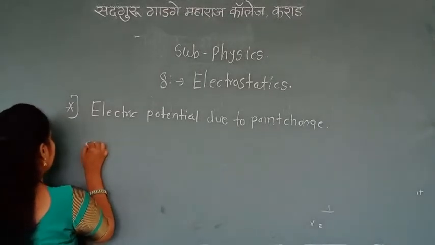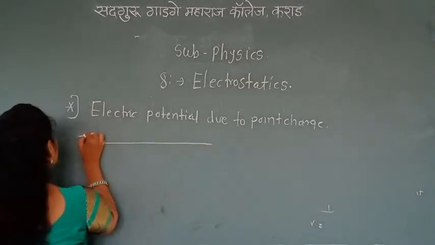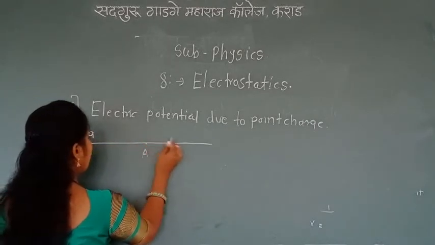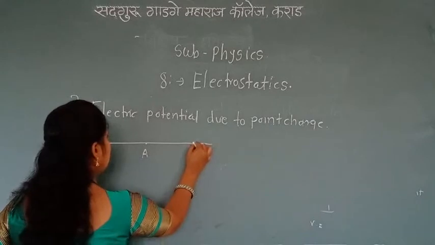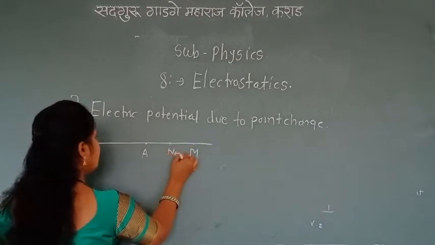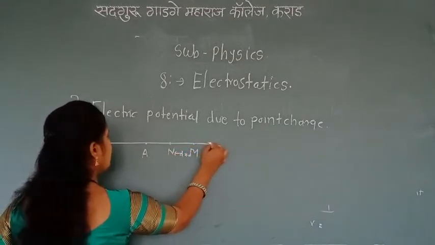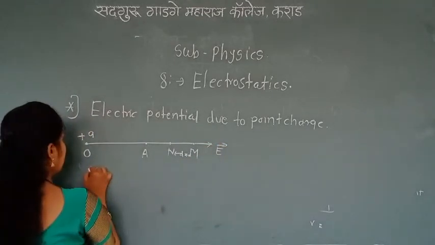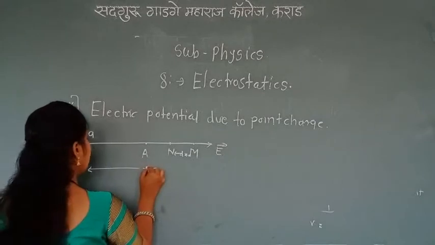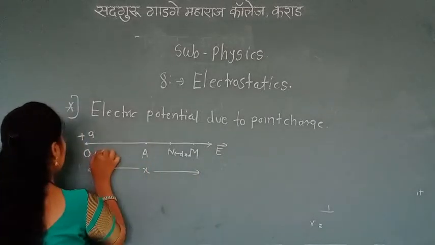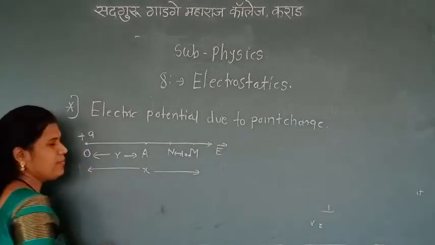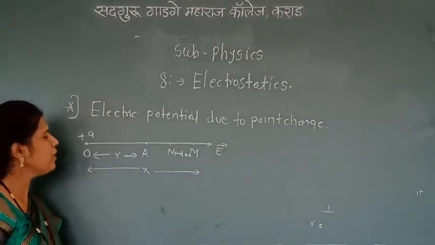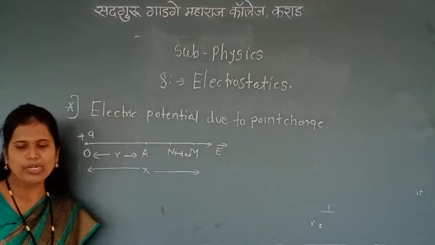Now here this one is a point charge plus Q placed at O, same diagram. A point here, M is the intermediate point, here N, here displacement dx, here E is the direction of the electric field. Here the distance from O to M is x, and the distance from O to A is r. Now we shall derive the expression for electric potential due to the point charge.